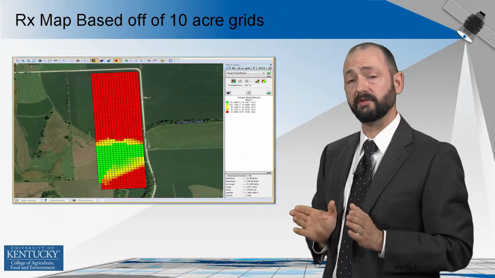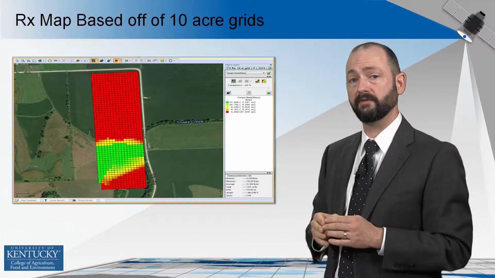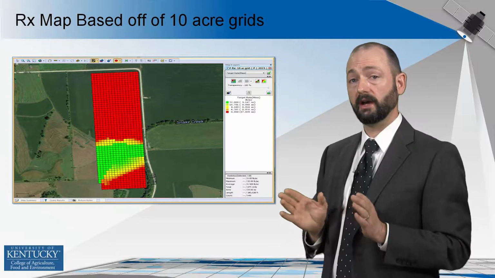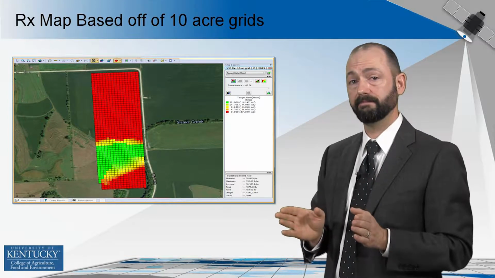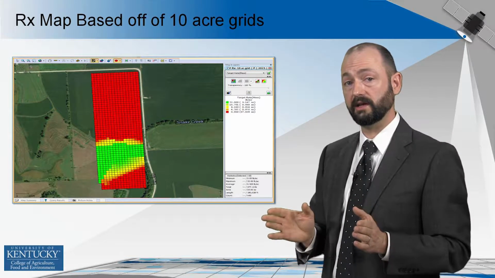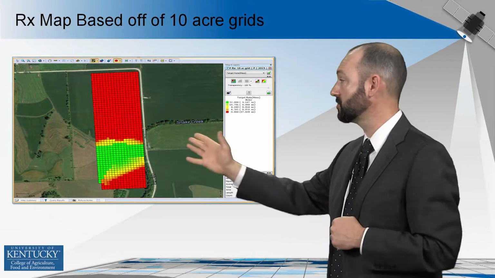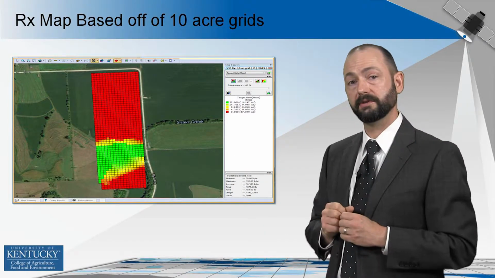Now in this example, instead of combining all those soil samples into one bag for those zones, we took and combined the samples by a 10 acre grid. And then we interpolated those grids. And now all of a sudden we see a much larger area that needs phosphorus application.